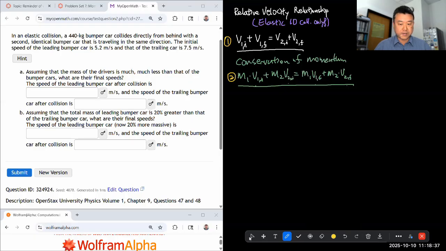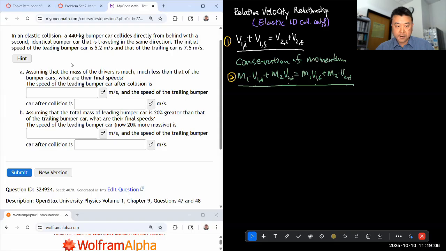This question counts as 2 because questions 47 and 48 are combined. It says, in an elastic collision, a 440 kilogram bumper car collides directly from behind with a second identical bumper car that is traveling in the same direction. The initial speed of the leading car is that, and the trailing car is that. Assuming that the mass of the drivers is much less, ignore the driver. What are their final speeds?